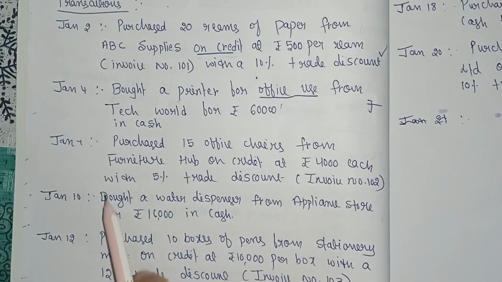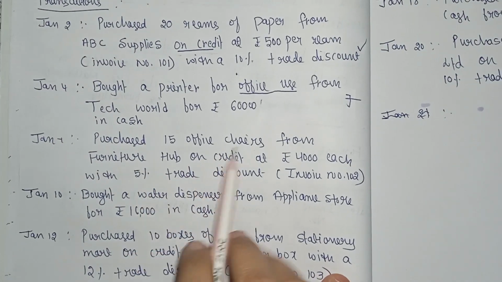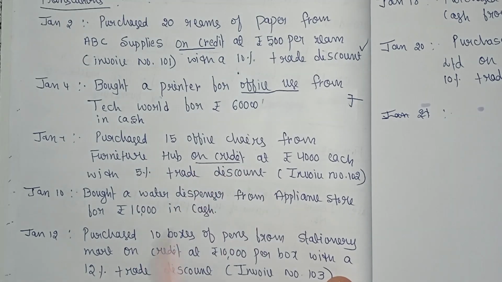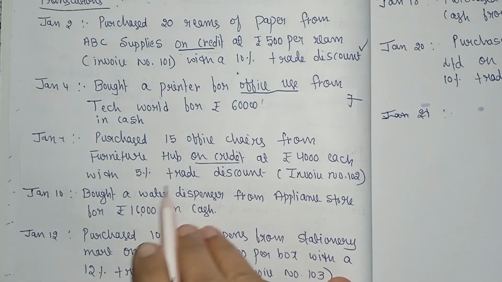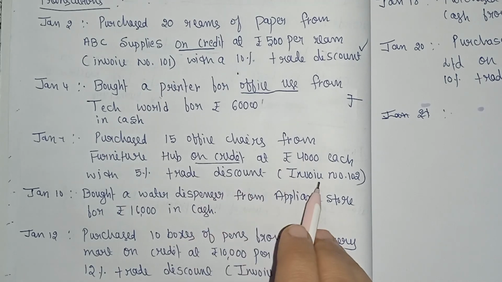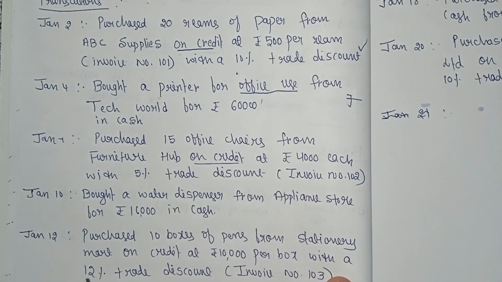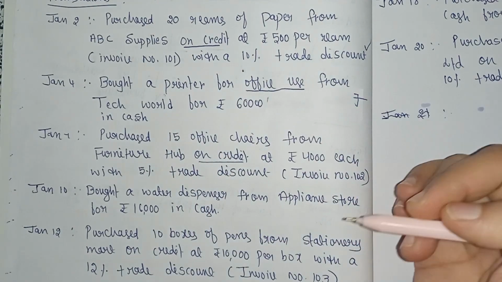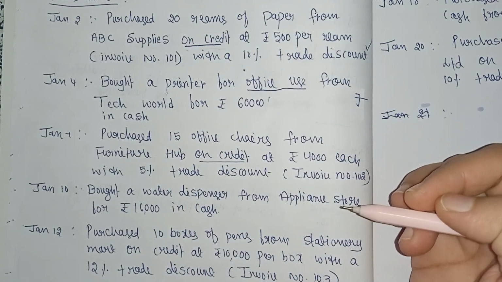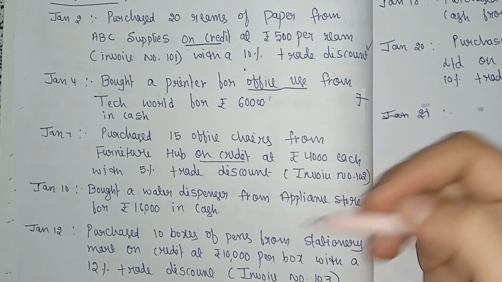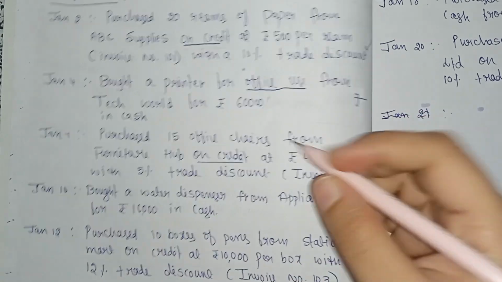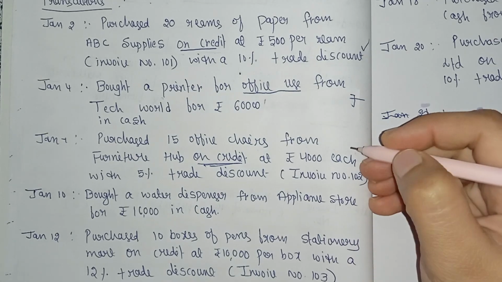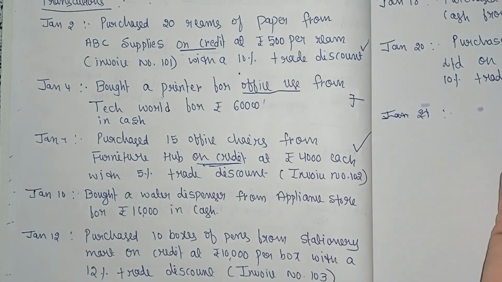And next one, January 7, purchased 15 office chairs from Furniture Hub on credit at rupees 4,000 each with 5% trade discount, and the invoice number is 102. Here they have not mentioned that these office chairs are for office use, so we will assume they are for resale. They purchased the office chairs on credit for resale. So this transaction is included in the purchase book.